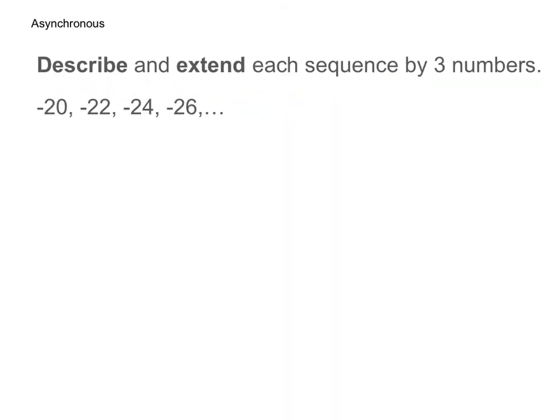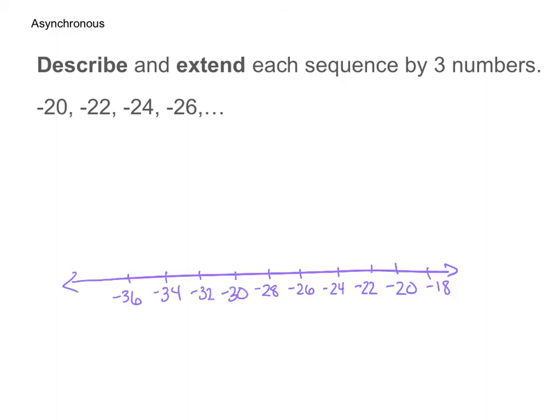All right, so let's look at this. It looks like I'm becoming more negative. So let's look at the number line. I'm going to go ahead and draw the number line. So here's my number line. Let's go ahead and start at negative 20. So if I'm at negative 20 and I'm going to go to negative 22, so I am subtracting how many? So from here to here, I'm subtracting 2.